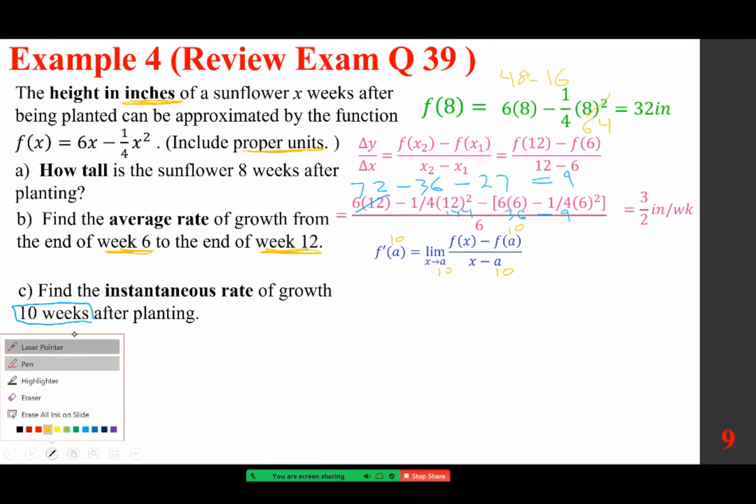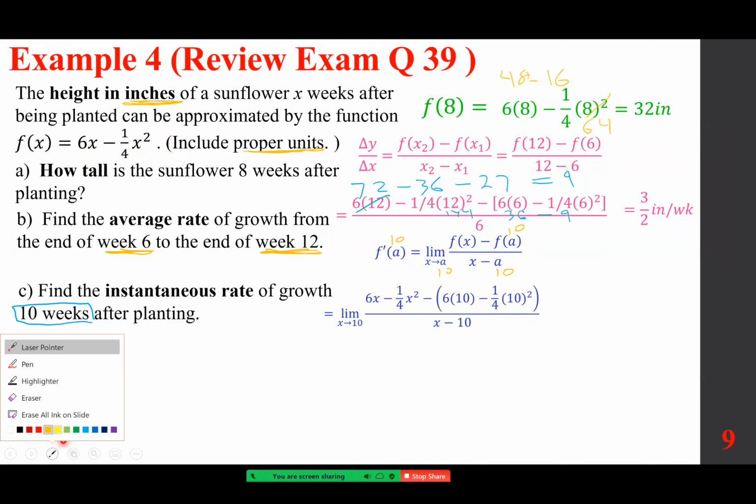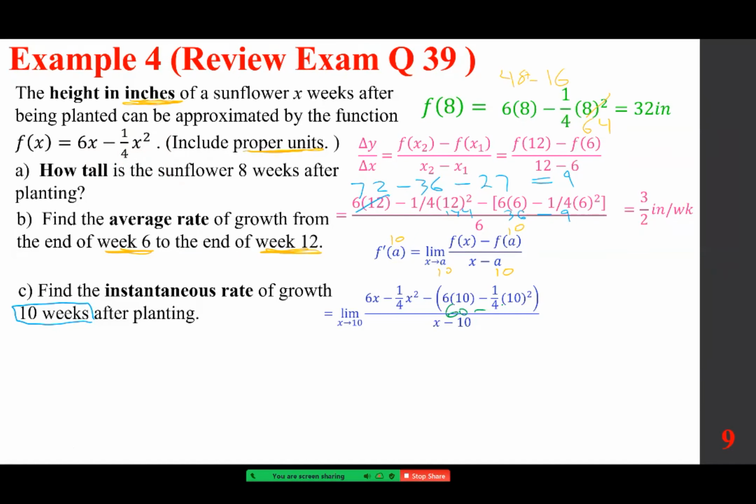So f of x is this minus f of 10, plug in 10: 6 times 10 minus 1/4 of 10 squared. And the bottom is x minus a or x minus 10. So all we have to do is simplify and see what happens to the numerator. So this is 60. Minus 10 squared is 100. 1/4 of that is 25. 60 minus 25 changes to 35.